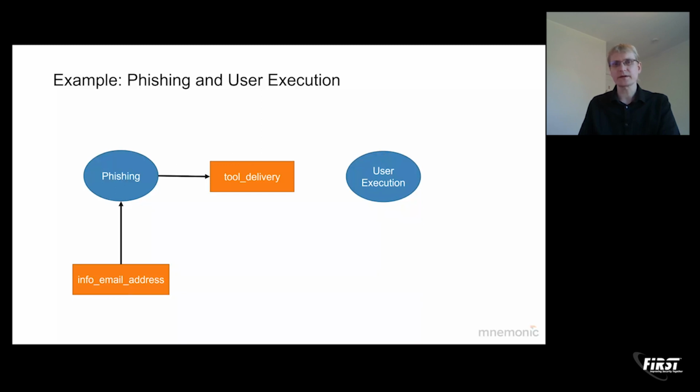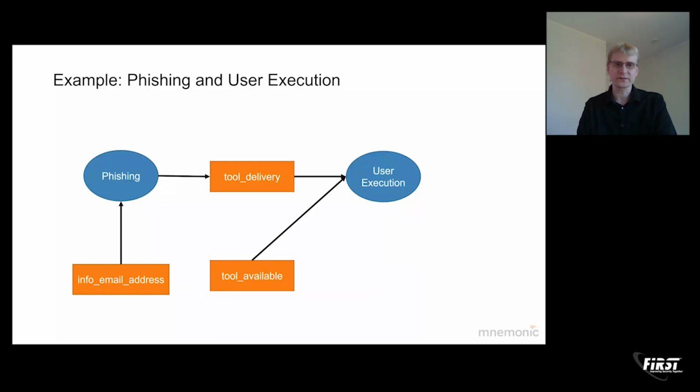Tool delivery means that you have the capability to upload or deliver an arbitrary payload to a target system. Tool delivery is required by user execution, but user execution also requires another promise called tool available. Tool available represents the fact that an adversary has access to a tool or malware. And that's different from having the capability of delivering a payload to a target system. So user execution requires both.